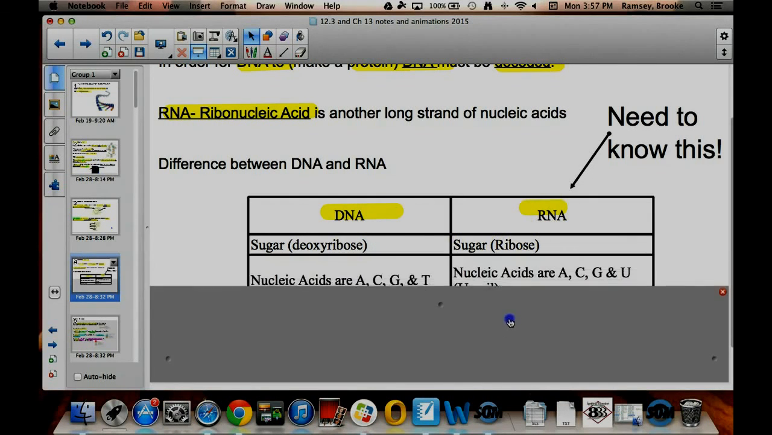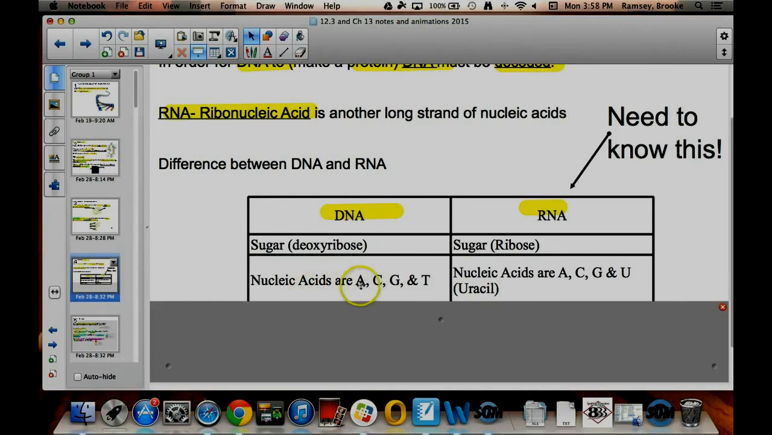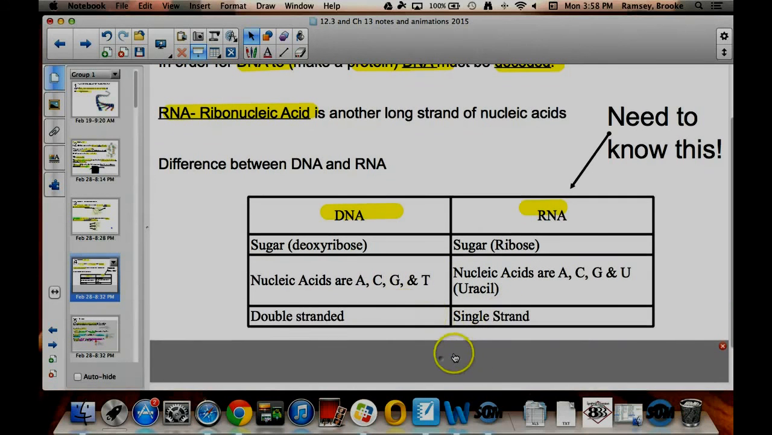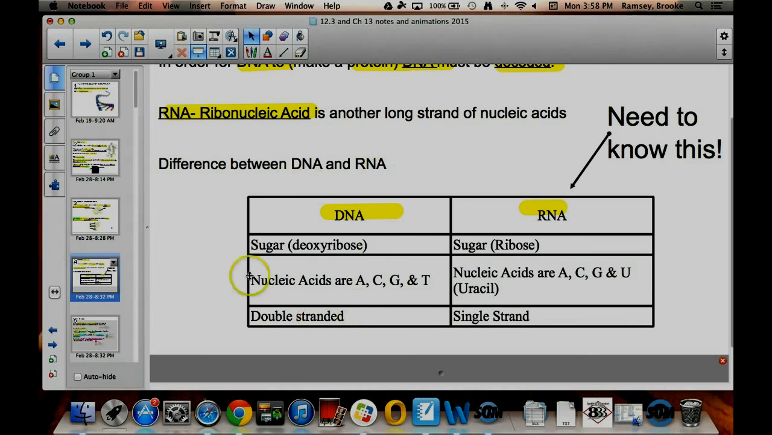When you look at their nitrogen bases, DNA has adenine, cytosine, guanine, and thymine. But when you look at RNA, it also has adenine, cytosine, guanine, but instead of the thymine, it now has this new nitrogen base called uracil. And finally, the last difference is that DNA is actually a double-stranded helix shape, and RNA is actually a single strand. When we get more into the steps of the process of protein synthesis, we'll get more into the single-stranded piece.